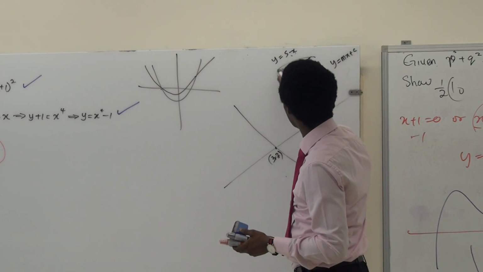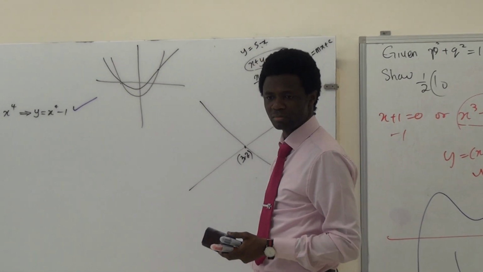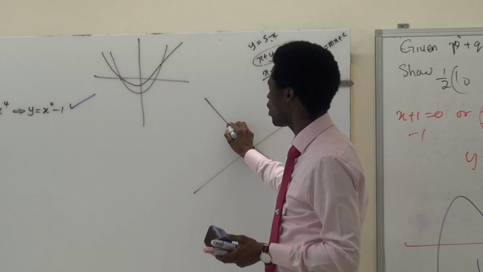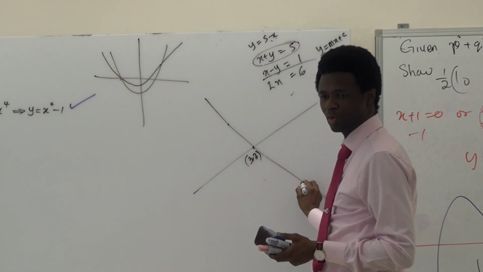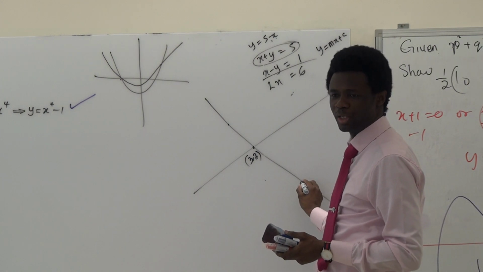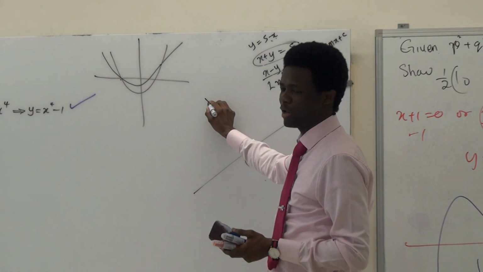There are other points that can give you this. x could be 4, y is 1. So 4, 1 will be here. x could be 5, y is 0. x will be 0, y is 5, could be here.